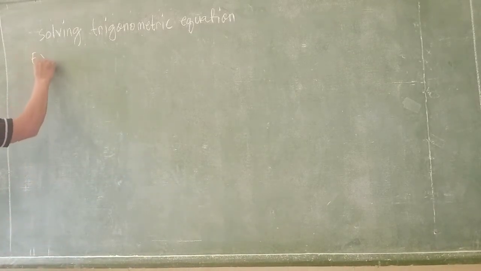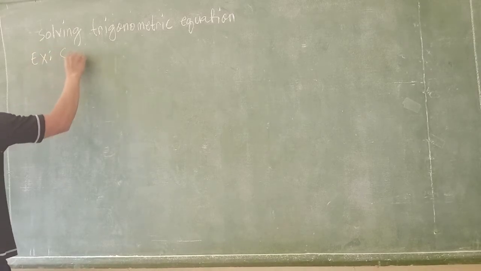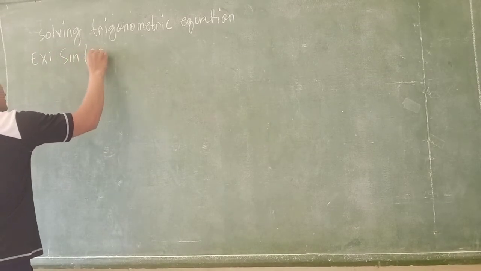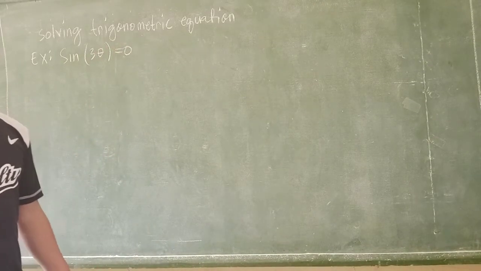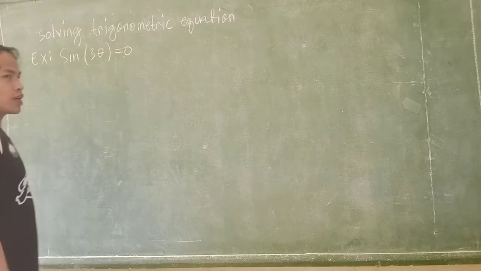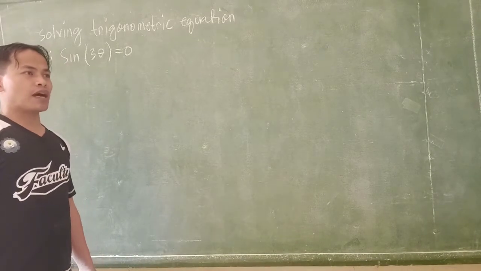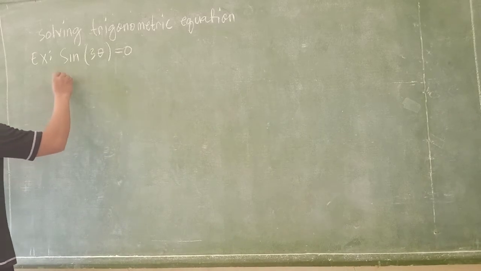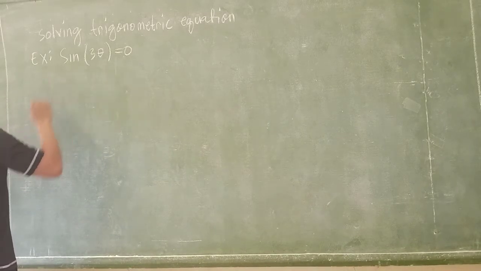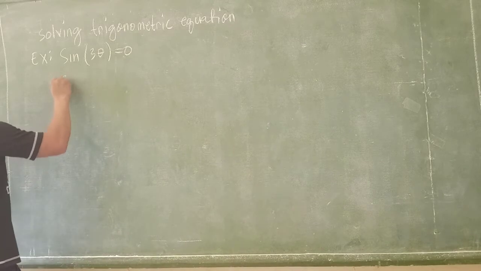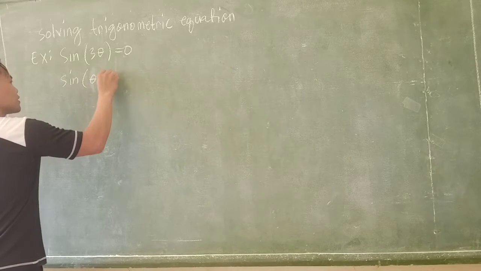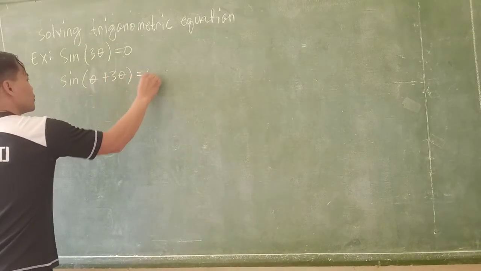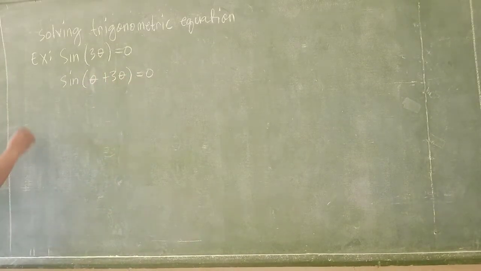Example, what if you are given sine of 3 theta equals 0? How do we solve for that or find the solution? First, we can make use of the sum angle formulas, which is sine of theta plus 2 theta is equal to 0.